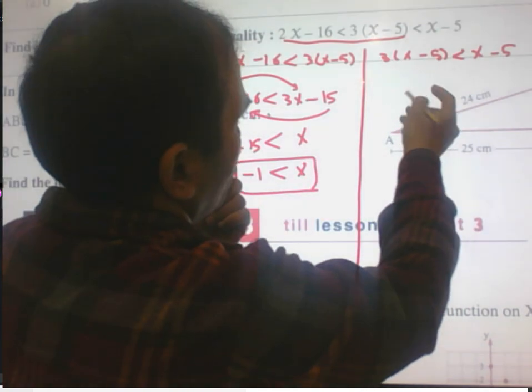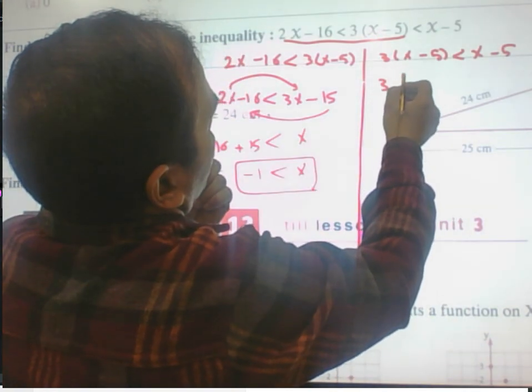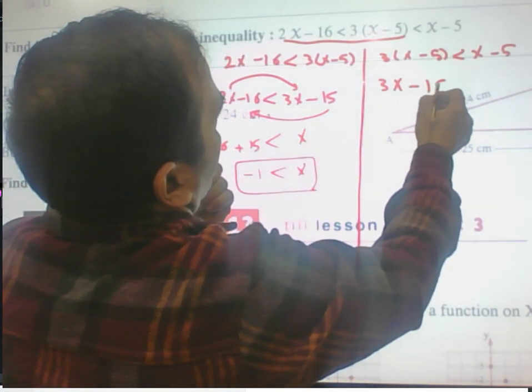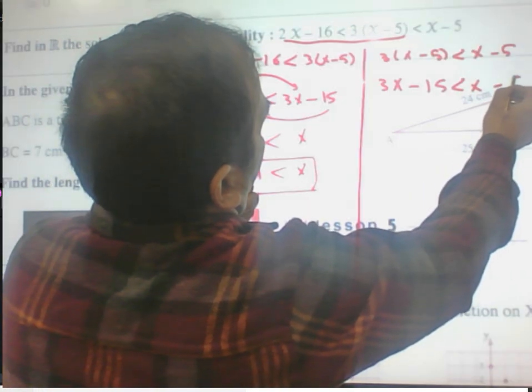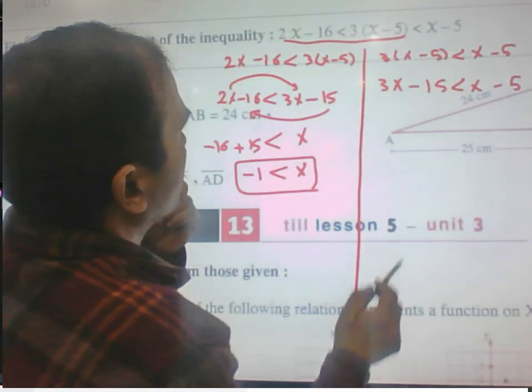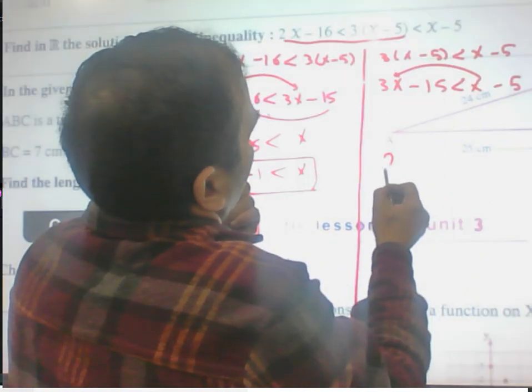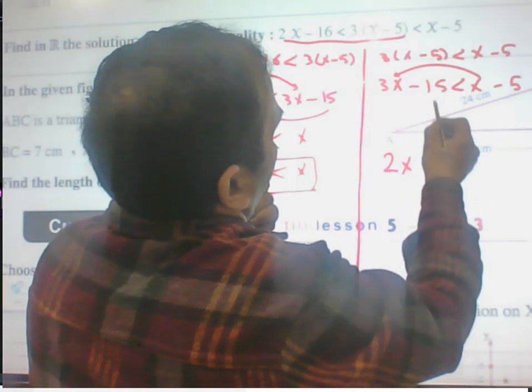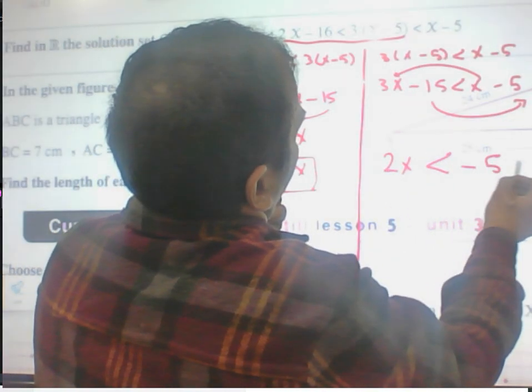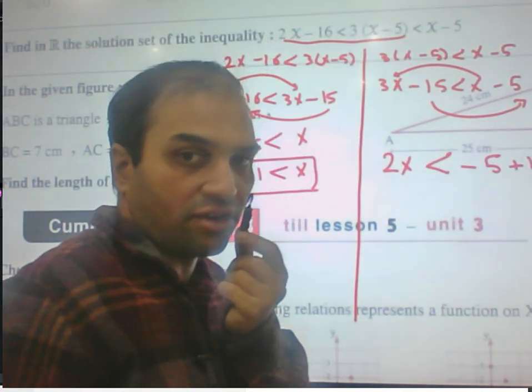And the other solution here, we use distributive properties. 3 times x, it will be 3x. 3 times 5 is 15, less than x minus 5. Now I will move x, subtract it from the 3x, okay? x subtracted from 3x will be 2x, less than, and negative 15 moved here. We have negative 5 plus 15, moved by changing the sign.